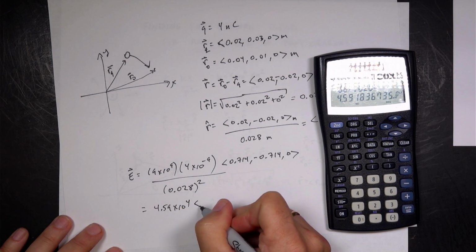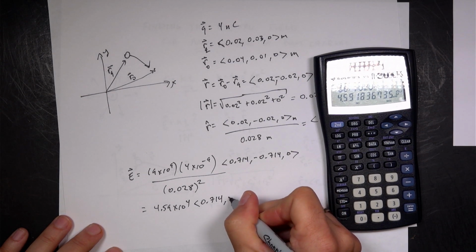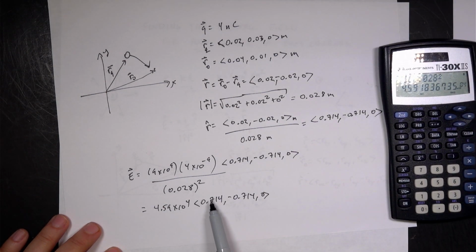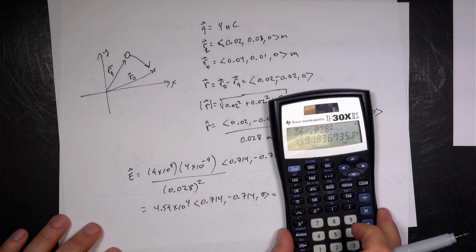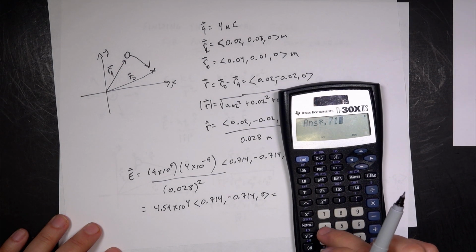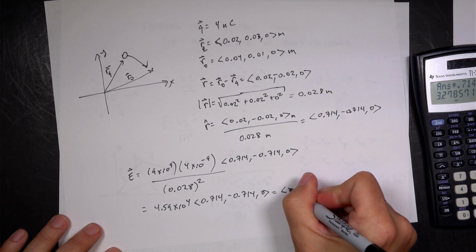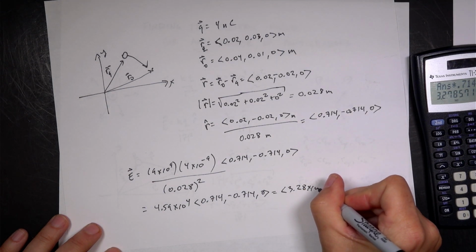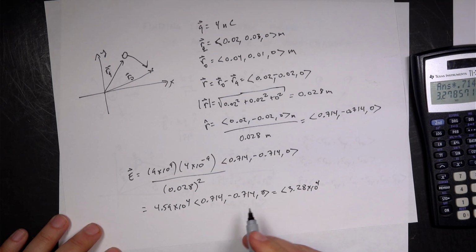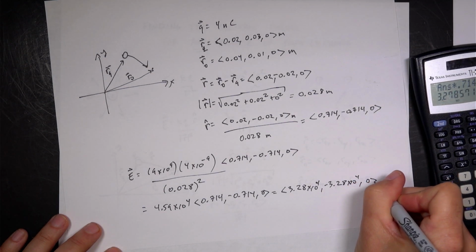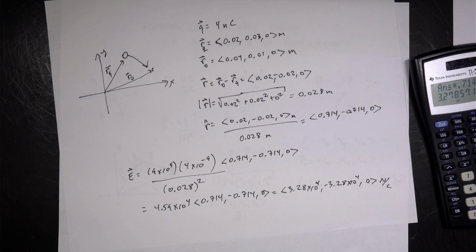And I still have that other vector, 0.714, negative 0.714, 0. Now I can multiply this scalar by each component to get my total vector. So I have this times that, this times that, this times that. So I only need to do one calculation. I already have that number in there. I just need to say times 0.714 equals 3.28. So I get 3.28 times 10 to the 4th. And then the same thing, it's just going to be negative 3.28 times 10 to the 4th, 0 newtons per coulomb. And that's that. That's my electric field as a vector.